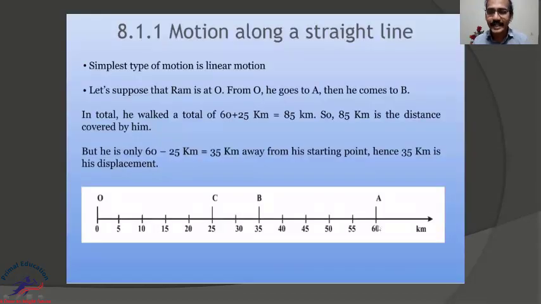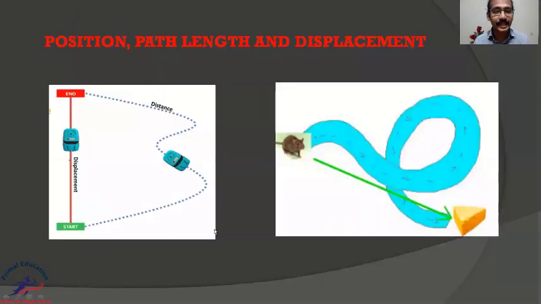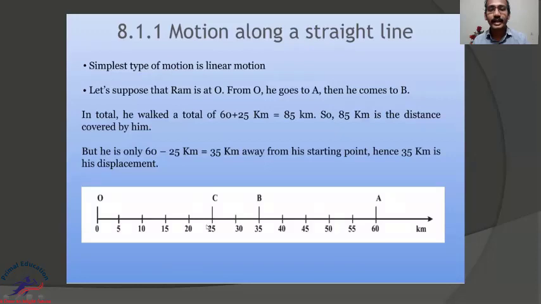Now, you can see that an object started from O. It came to point A, 60 kilometers. This is the scale. On this scale, an object started at point O at 0 kilometers. It reached point A, 60 kilometers. On the same path, it reached point B, 35, and then point C, that is 25. Clear? Now, what is the total distance traveled by the object?